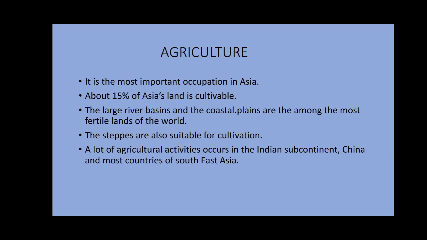Agriculture. It is the most important occupation in Asia. About 15% of Asia's land is cultivable. The large river basins and the coastal plains are among the most fertile lands of the world. The steppes are also suitable for cultivation. A lot of agricultural activities occur in the Indian subcontinent, China, and most countries of Southeast Asia.